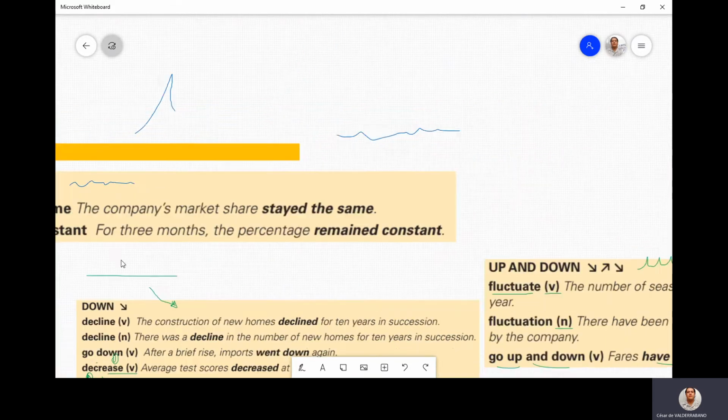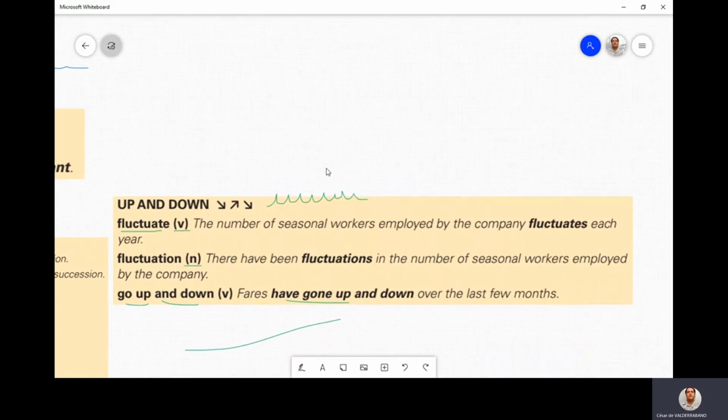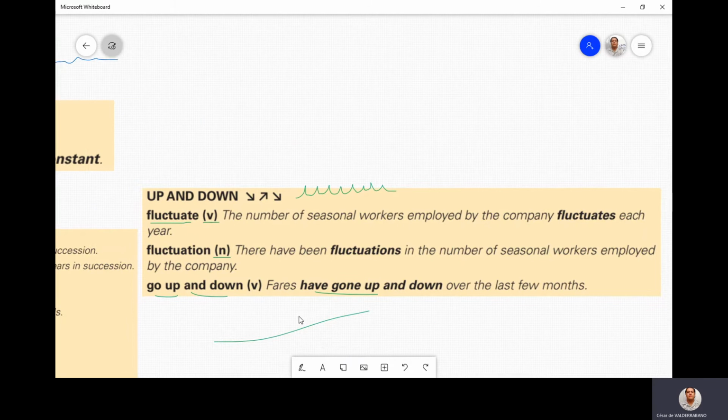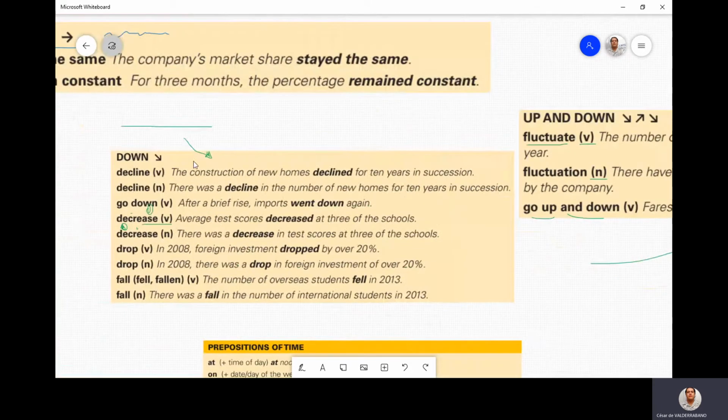Number three, when it goes up and down, we have to say fluctuate as a verb, fluctuation as a noun, and of course we can say go up and down. And finally, going down: we can say decline, go down, decrease, drop, fall, both as verbs and as nouns.